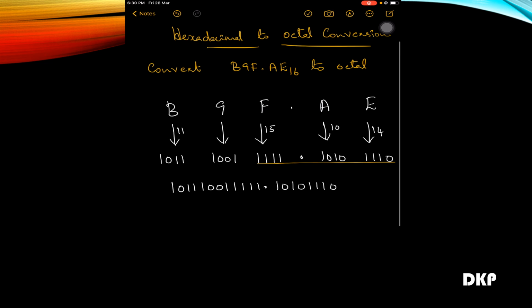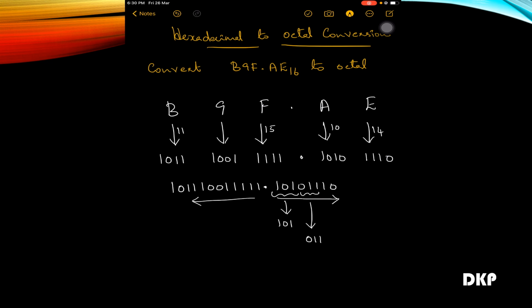So we know that while grouping, we have to start grouping from immediate right as well as immediate left of the binary point. So here 101 makes one group, next group is 011, and next group is 10. Only 2 bits are there, you can add one more 0 to it in order to make 3 bits. Similarly, on the left hand side, 111 makes one group, then 011 makes another group, then 110 makes another group, and 101 makes another group.